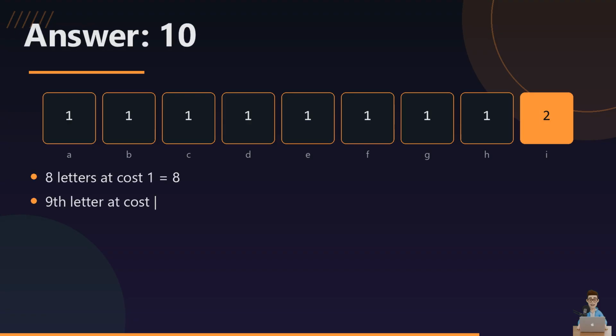Here's how it plays out. The first 8 letters fill up our first group, each costing 1 push. That's 8 pushes total so far. The 9th letter doesn't fit in that group anymore, so it spills over into the second group, where it costs 2 pushes. Add those together, 8 plus 2 gives us 10. That's exactly what our bucket rule predicts. Nice work if you got there yourself.